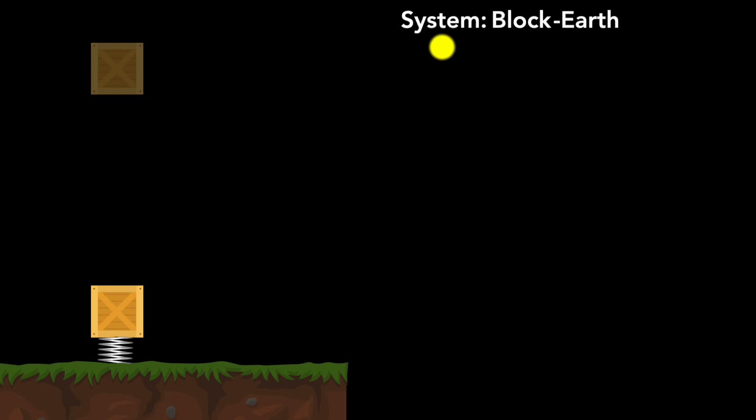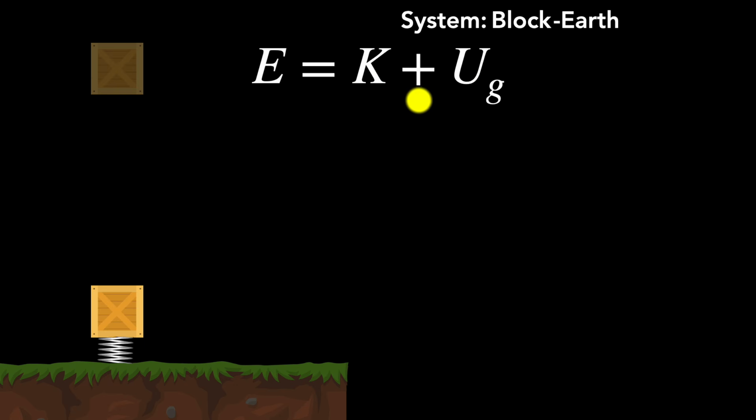In the first case, let's consider the Earth-block system. What happens to the mechanical energy of the Earth-block system? Well, we already know this time, mechanical energy will consist of kinetic energy of the block and the gravitational potential energy of the Earth-block system. Okay, so are there any forces that are doing work to change the mechanical energy? Well, we don't have to worry about gravity anymore because gravity does not affect the mechanical energy. Another way to think about it is the effect of gravity is already accounted for when we use potential energy. So we don't have to worry about gravity.